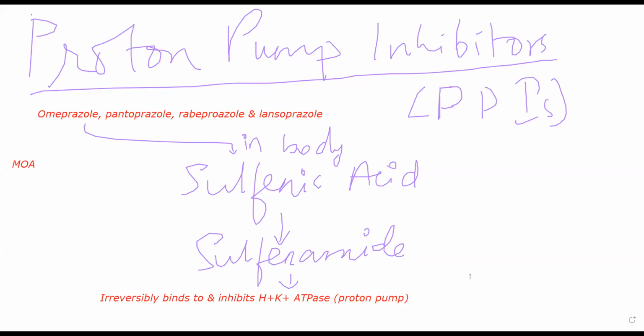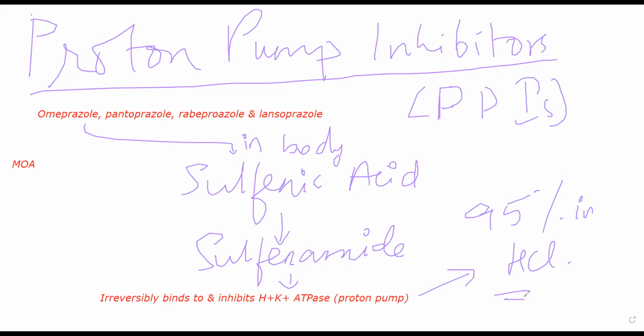Now there are several pumps on the surface of your stomach. These will irreversibly bind and inhibit several of those hydrogen potassium ATPases, whichever are present inside your stomach. As a result, there will be a 95% decrease in HCl. Gastric acid secretion decreases by 95%. Most of the proton pumps that are present inside your stomach will be inhibited. And that too, it is irreversibly binding and inhibiting hydrogen potassium ATPase.